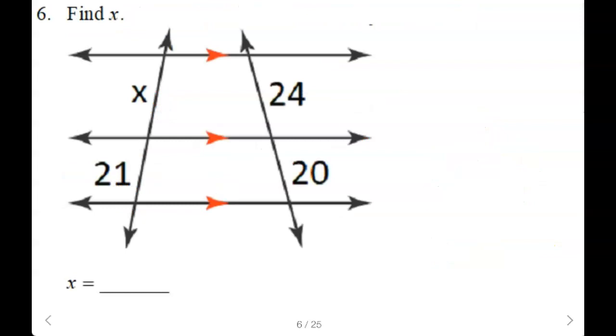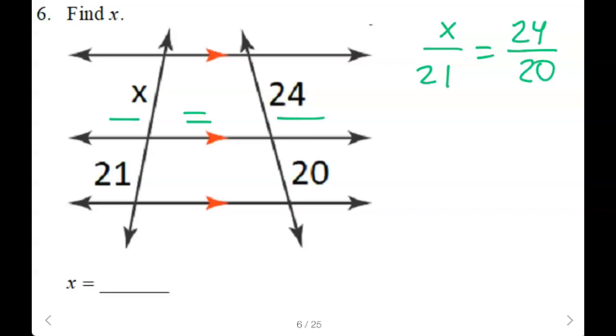All right, next, the most obvious proportion that I can think to write here is that x is to 21, as 24 is to 20. Lots of other valid proportions, but when you have 3 or more parallel lines cut by 2 transversals, you'll end up with these proportional segments. You can solve a proportion by cross multiplying.